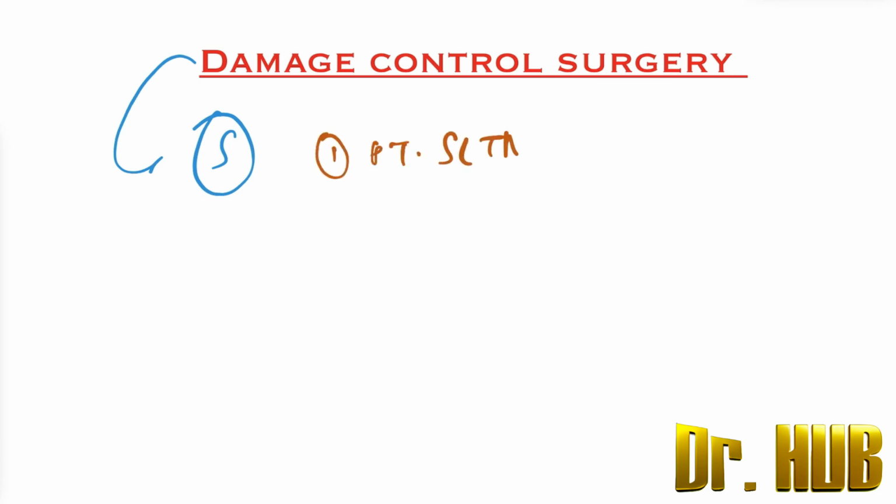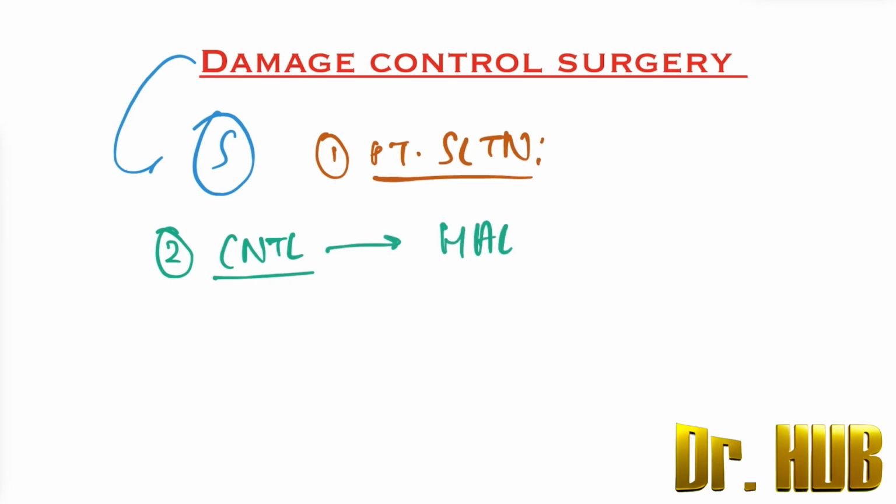Damage control surgery. This damage control surgery is divided into 5 stages. The first stage will include the patient selection, so how you select the patient. The second includes the control of the hemorrhage and the control of the contamination. So you control the hemorrhage as well as the contamination.